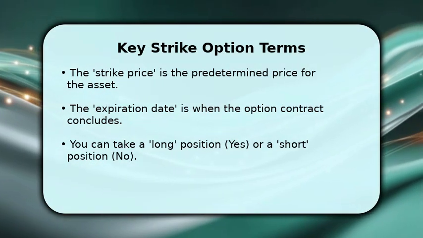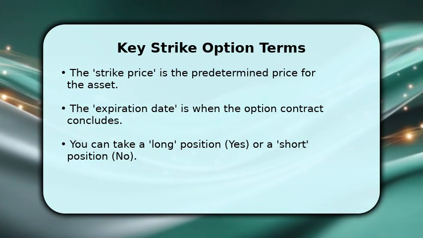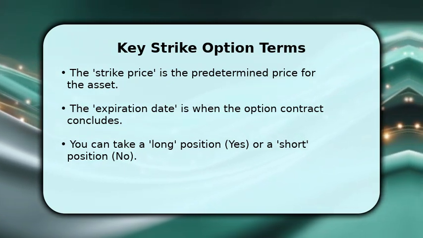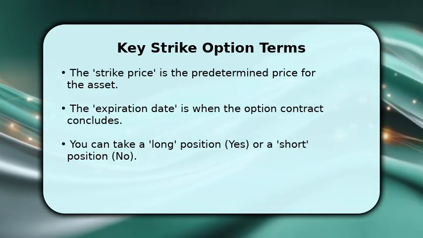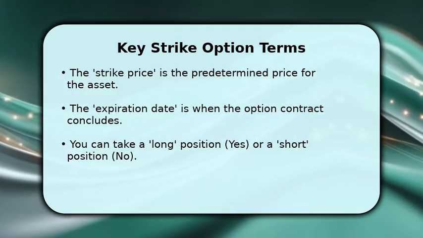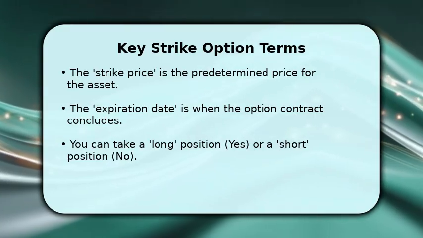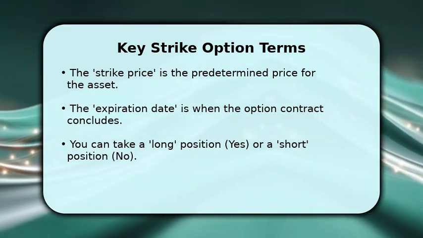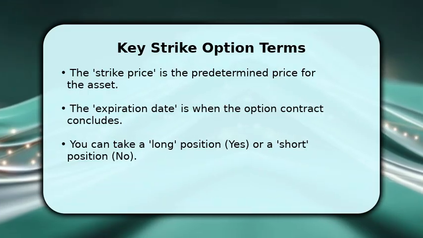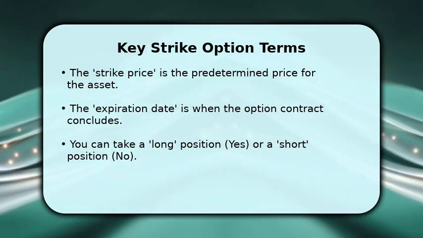Understanding key terms is crucial. The strike price is the specific price point you're predicting the asset will be above or not. The expiration date is the time when your contract settles. You can take a long position by choosing yes if you believe the price will exceed the strike, or a short position by choosing no if you think it won't.